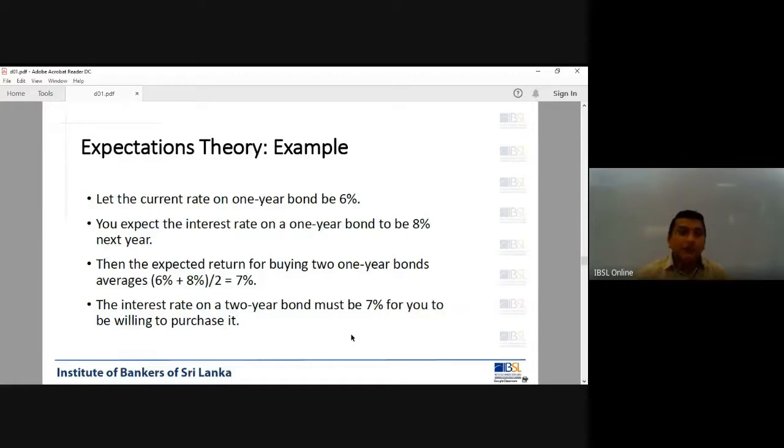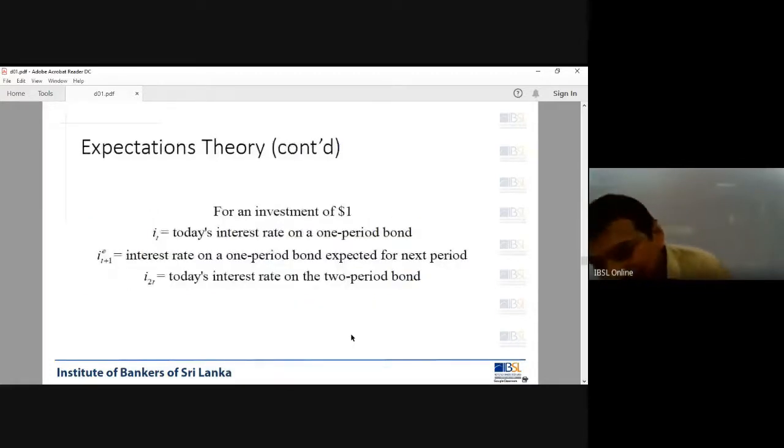Okay, so moving on. Now we can build the equation. You don't need to worry too much about this equation, but it's very important to understand. You see, this explanation is then built into an equation, on an investment of $1. So what you are basically seeing is IT, that is today's interest rate on one period. In the previous slide, you saw it as 6%.